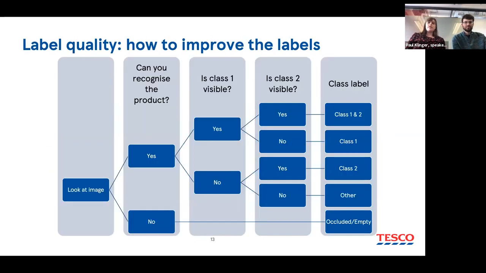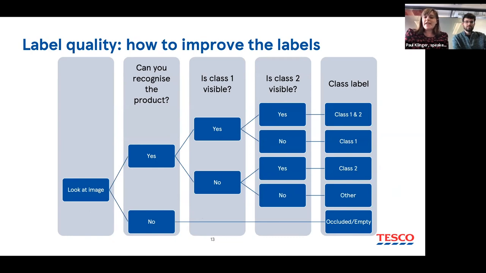One way is to use human labelers: present the pictures to them, tell them these are the classes you can choose from, and ask them to go on and label and refine the data set. However, it's not that simple, because as you can see, you can come up with quite a complex set of rules. So it becomes quite complicated.